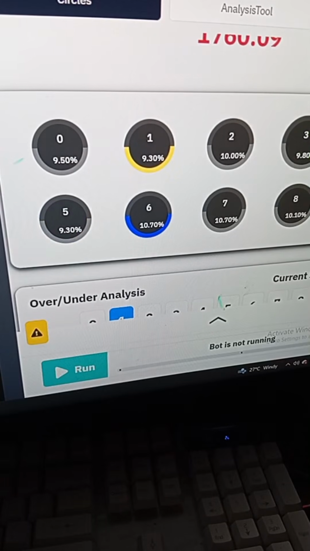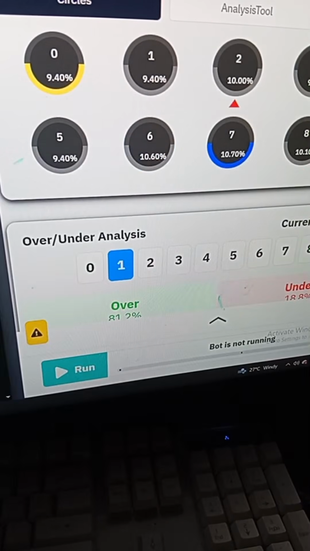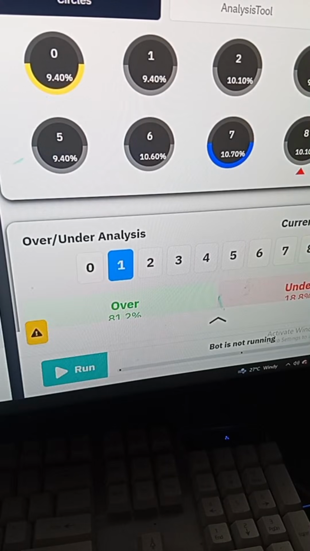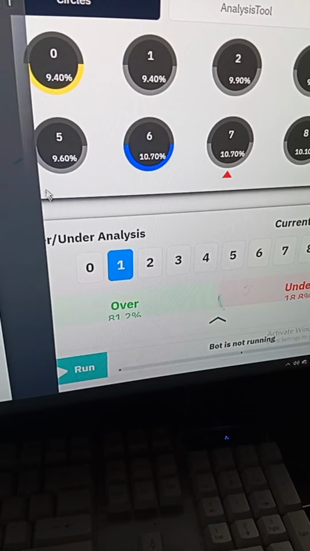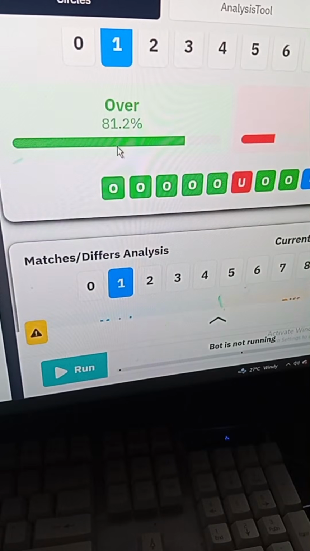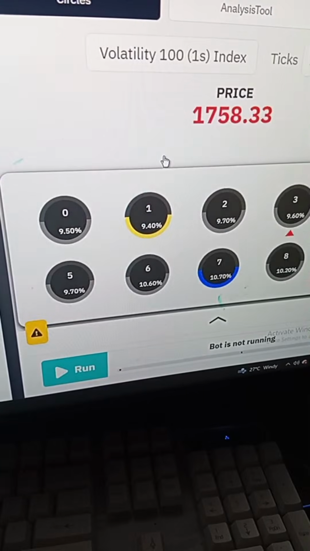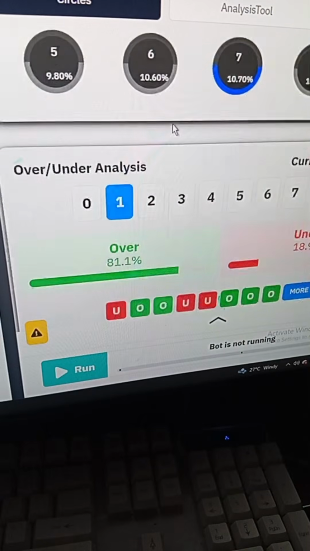Okay, guys, let us go to volatility 101S over 1 quickly. Go to your board, set it to volatility 101S over 1. Be ready with your bot, as I am ready with my bot right now. You are at 81.2. Be ready on your side. I'm at 81.1, so you're supposed to be very ready.